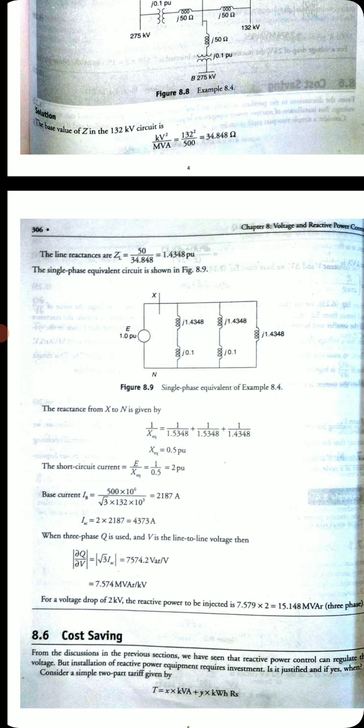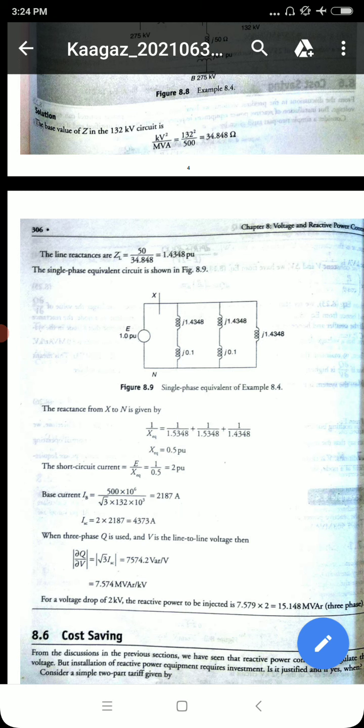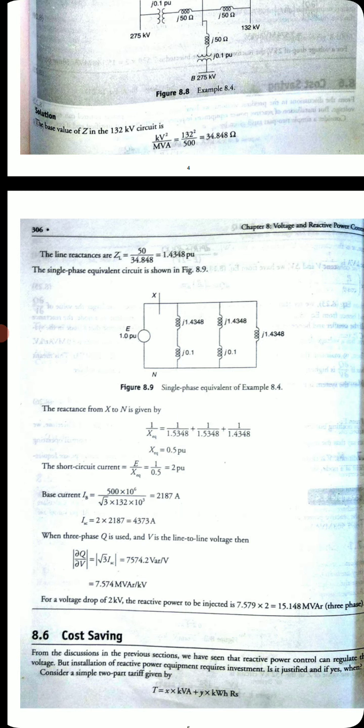So putting all the values here, three reactances are there, which are added in series and then taken in parallel. So 1 over j0.15348 plus 1 over 1.5348 plus 1 over 1.4348. After adding all those, you get X equivalent as 0.5 per unit. Then the short circuit current is E by X equivalent, that is 2 per unit. Base current is calculated using power by voltage, which gives 2187 amps for the three phase. Then multiplying by the per unit value, you get the actual short circuit current, that is 4373 amps.